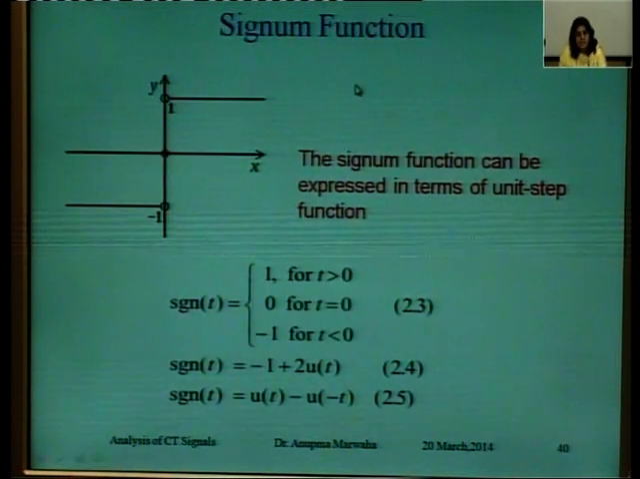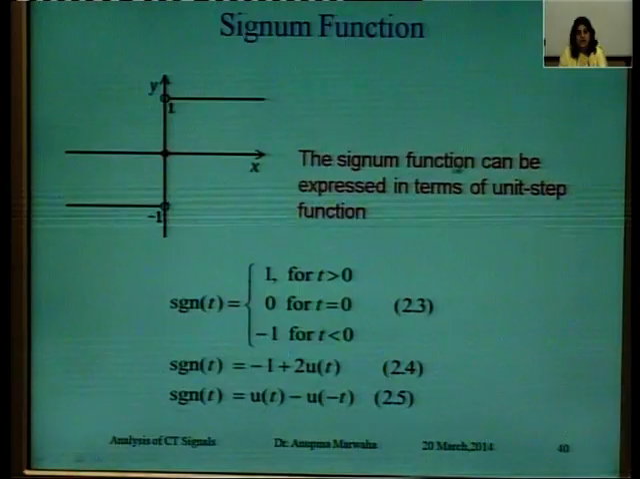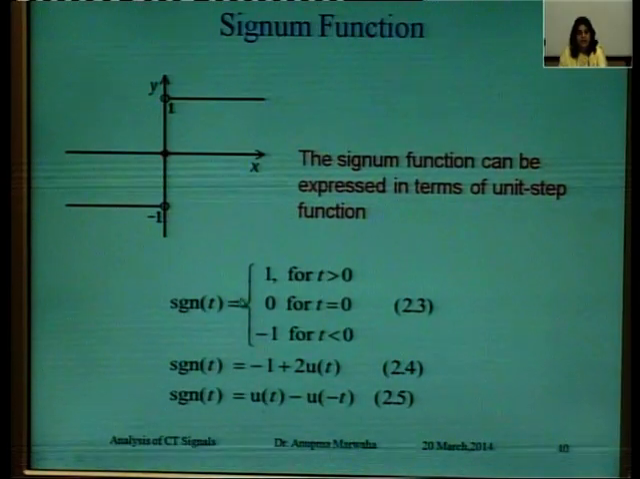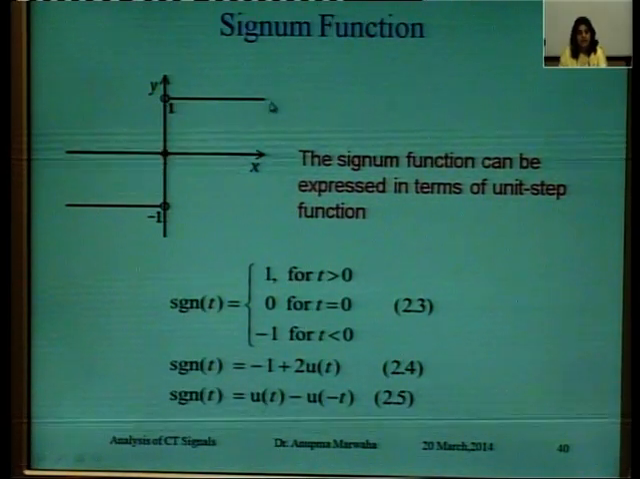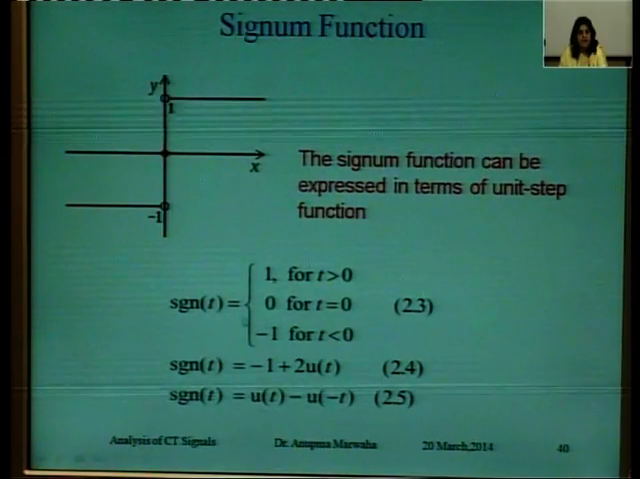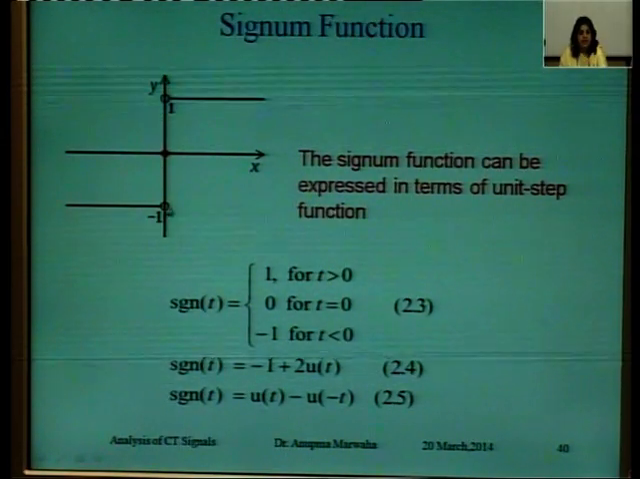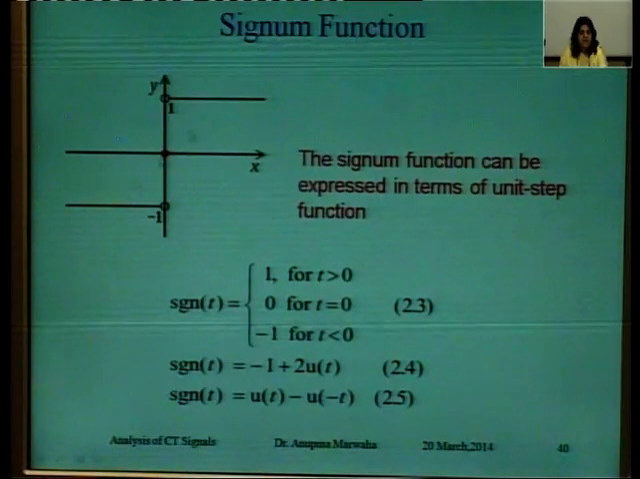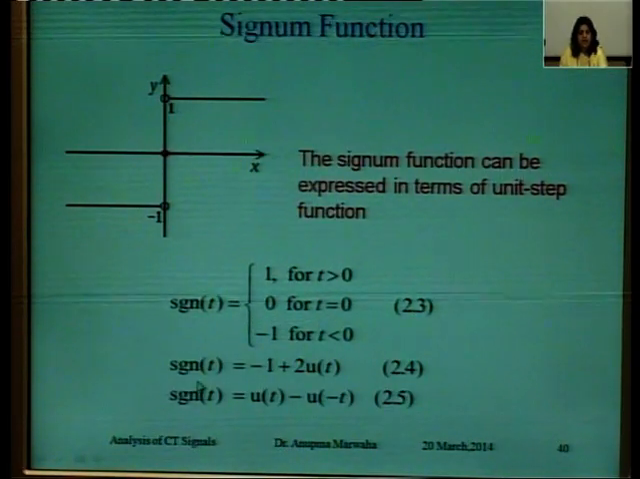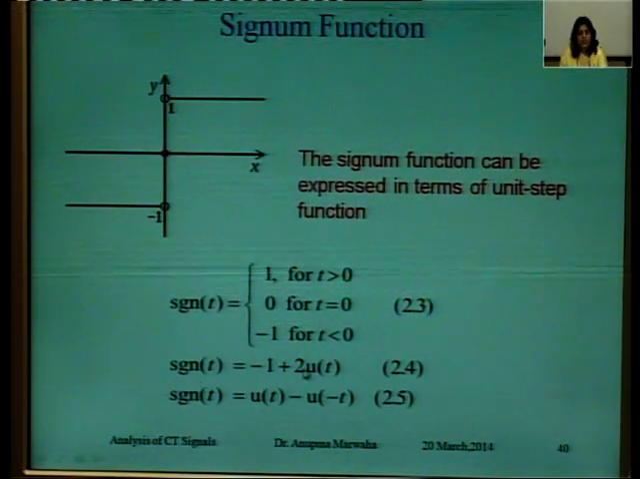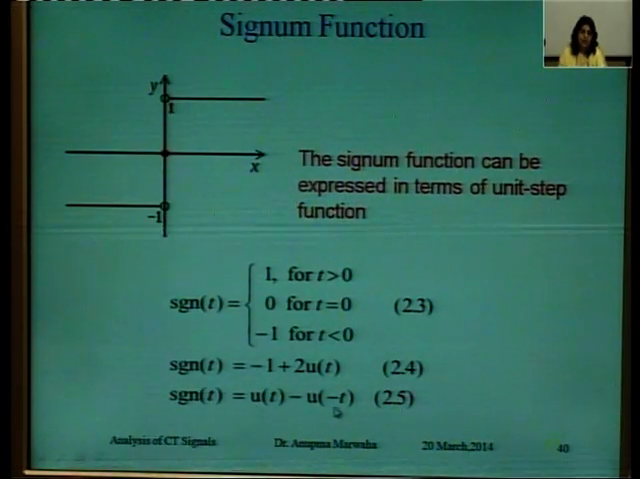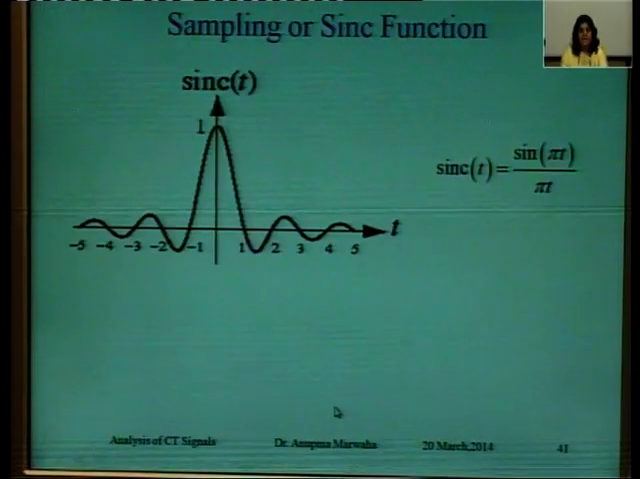The next function is the signum function. The signum function can be defined as the function which takes on a value of 1 for the positive time domain and a value of minus 1 for the negative time domain. It can also be expressed in terms of the unit step function. In terms of the unit step function, it is equal to 2 times u t minus 1, or it can also be written as u t minus u of minus t.